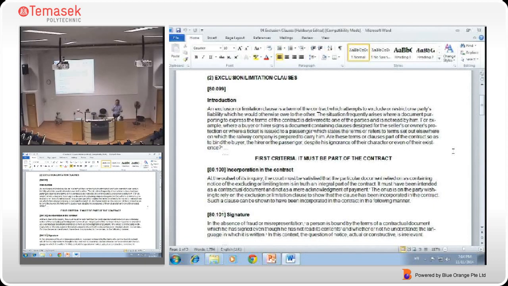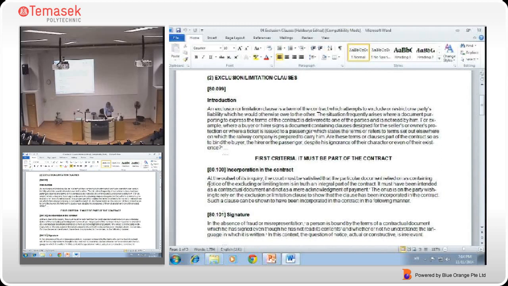Or you could say that you park your car here at your own risk. Any damage, I'm not liable. That's an exclusion clause. These are basically examples. Any questions about that?